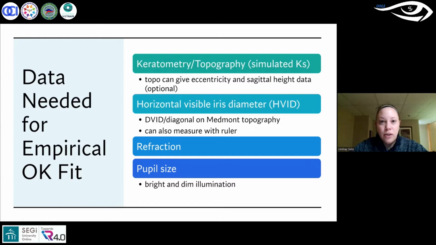If you have kiddos or patients with large pupils, they may be more likely to have glare, flare, or halo complaints during the treatment process. And so it's helpful to have their pupil size in bright and dim illumination, and that may affect what you determine in terms of your optic zone diameter when you're fitting these lenses.